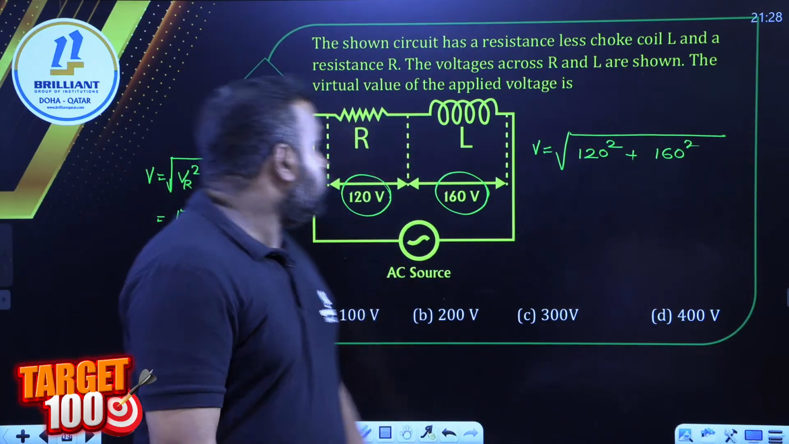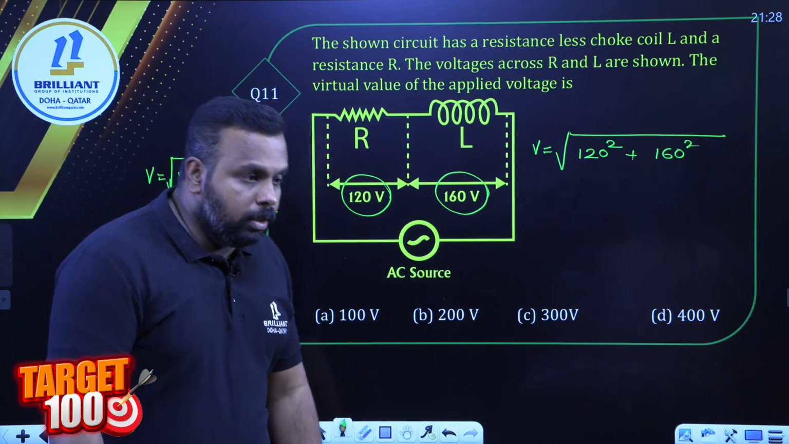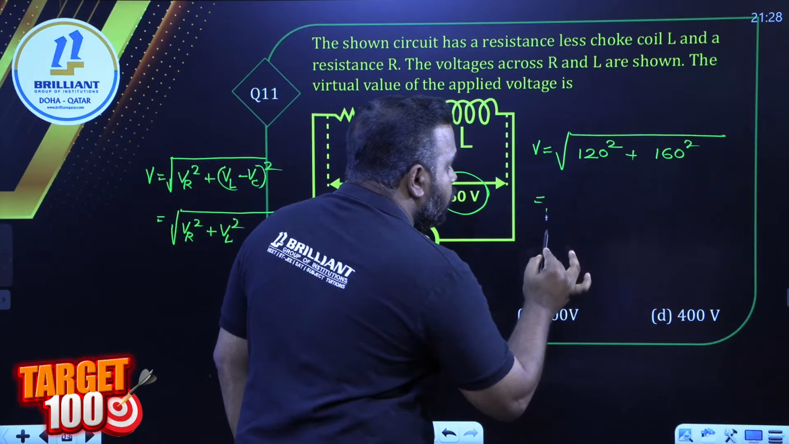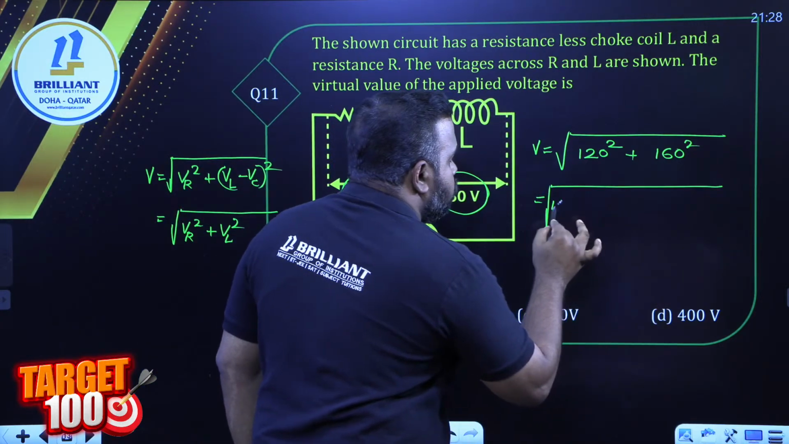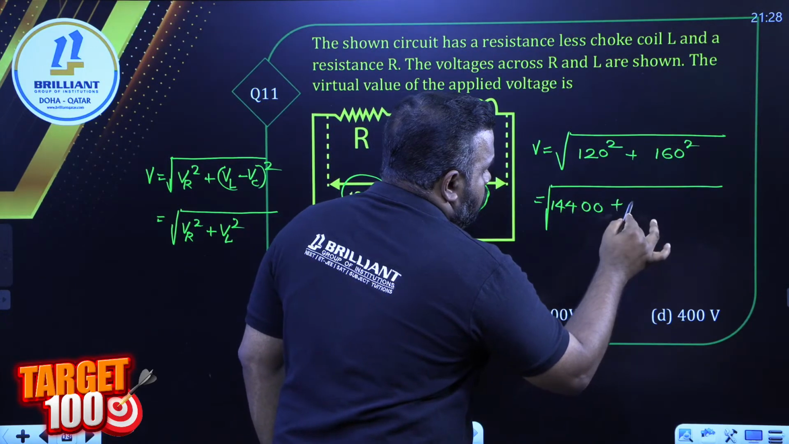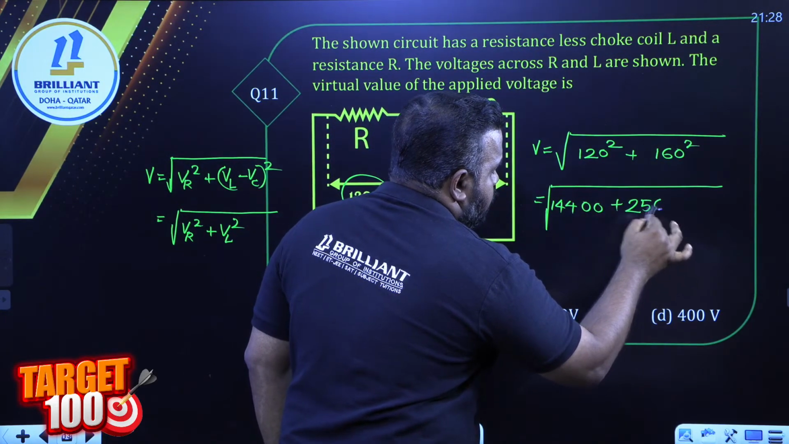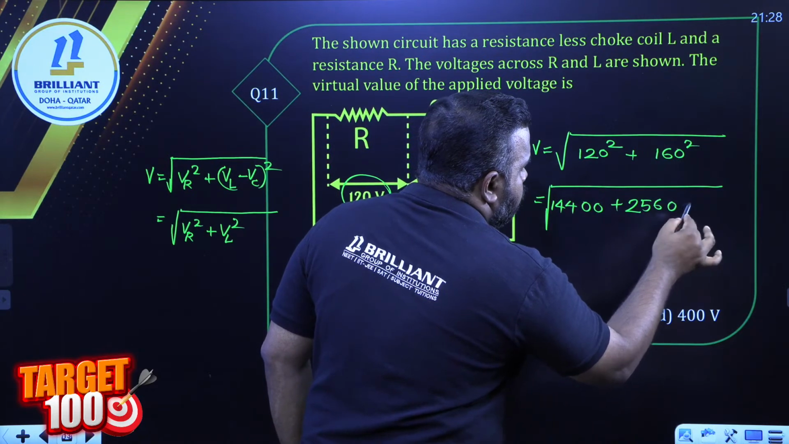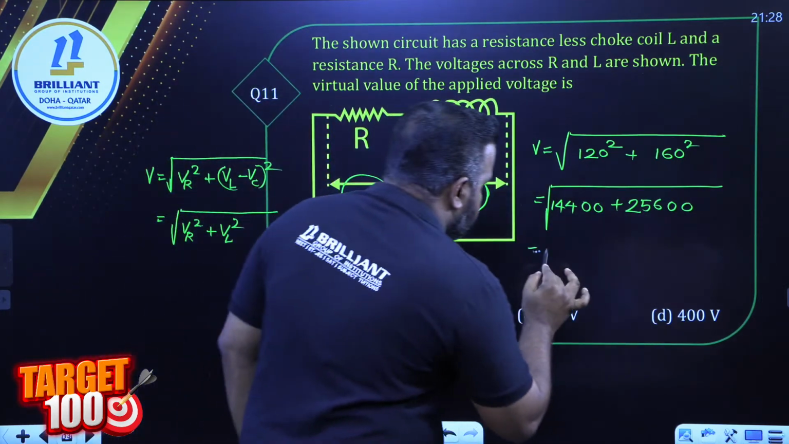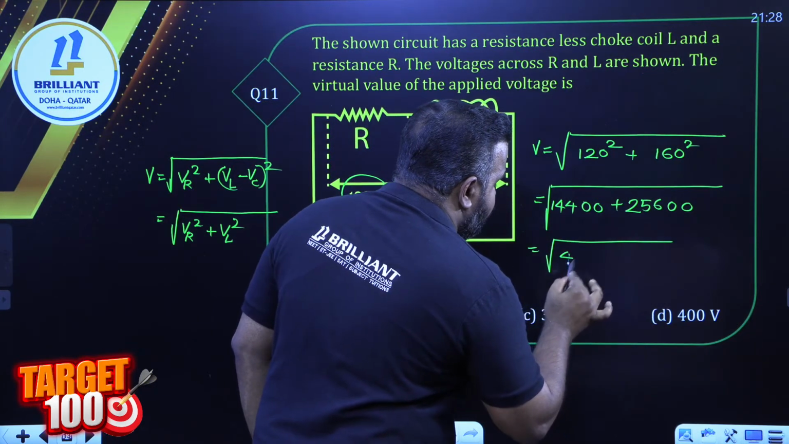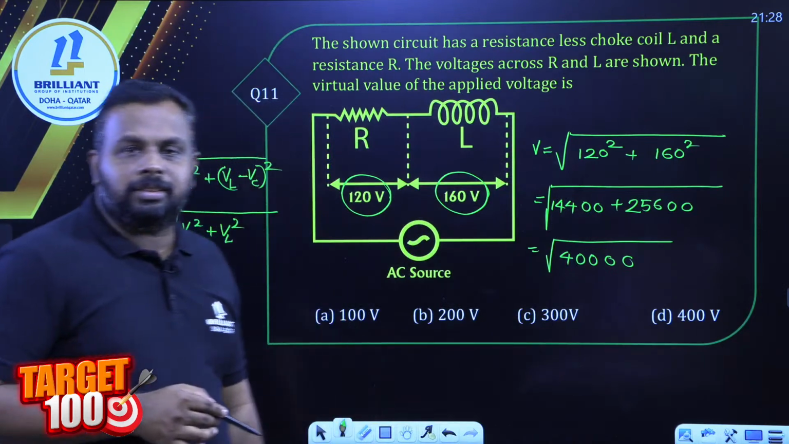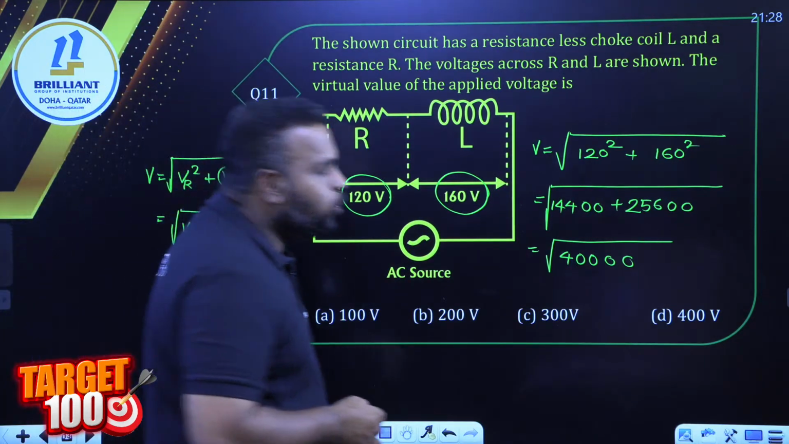Yes, Fahad. Right answer. Others also, please make it fast. 120 square, you can calculate it. 12 square is 144. There will be 2 more zeros. 160 square, 16 square is 256, 2 more zeros. Okay, so 144 plus 256 will be 400, plus 2 more zeros. So what is the answer? 40,000. It will be 200 volt.